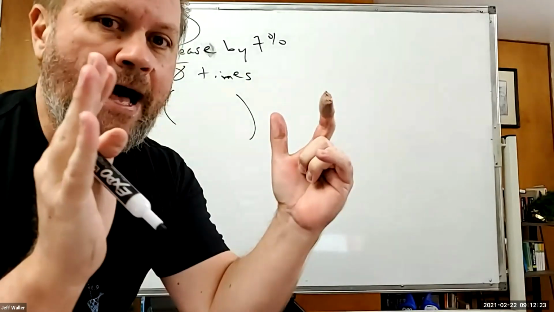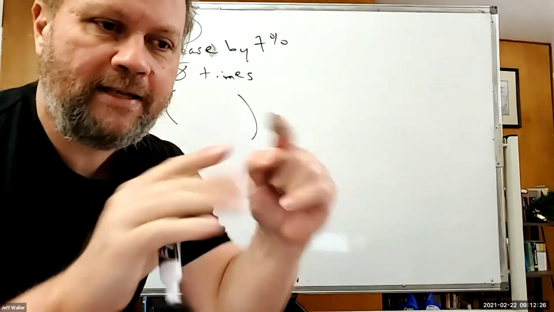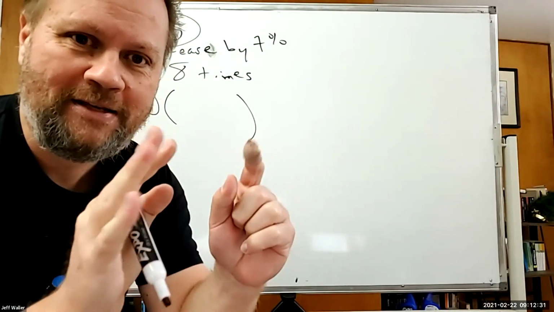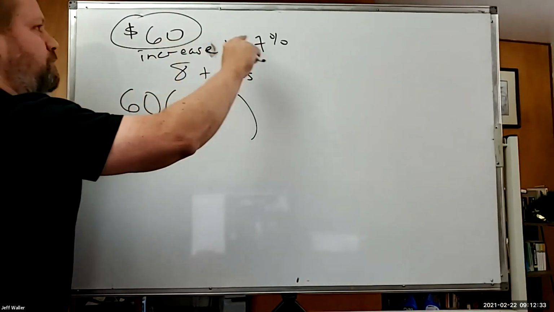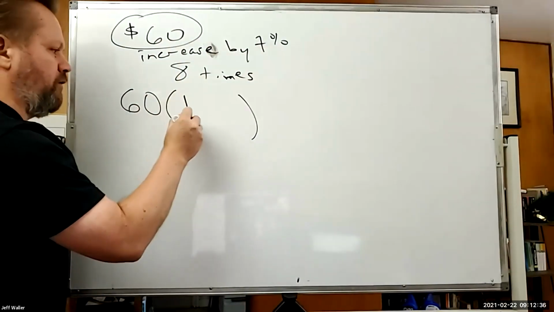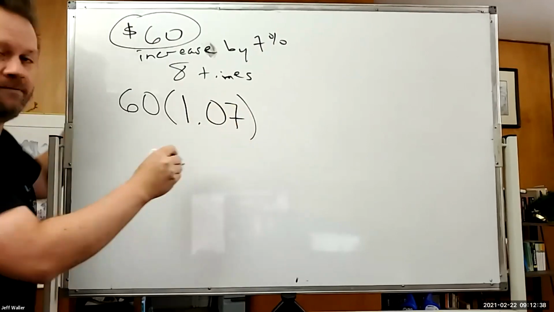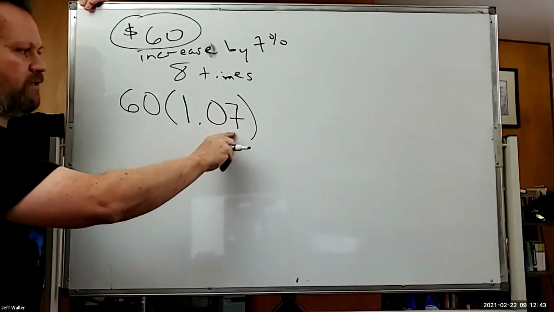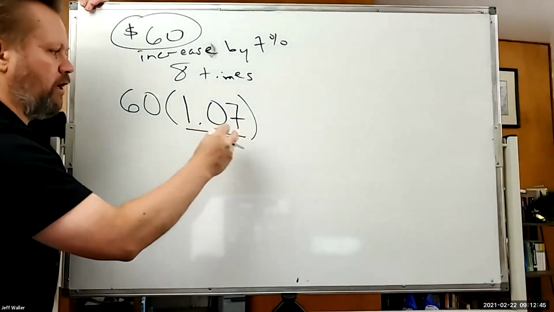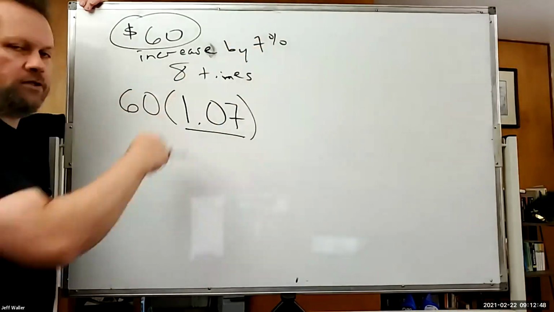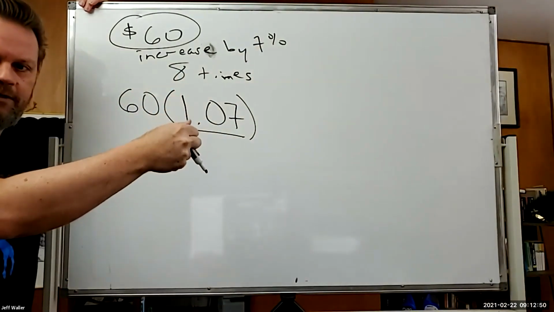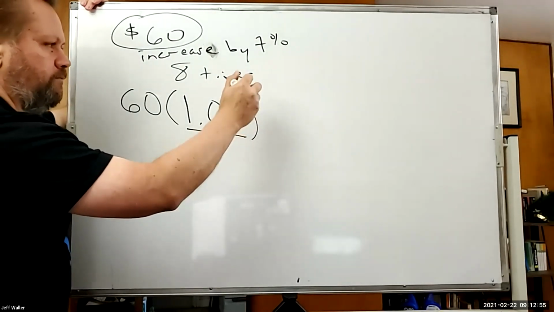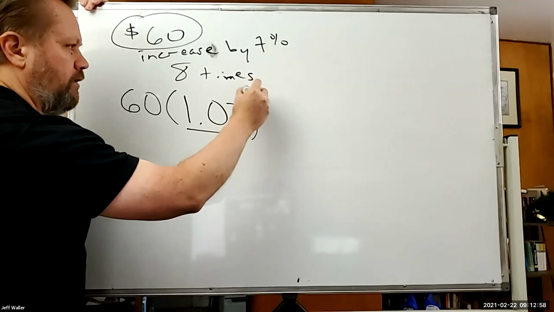If I get a pie and nobody's eaten any of the pie yet, it's 100% of a pie. You guys all with me? So if I want to increase this by 7%, that means one of them plus 7%. So that's 100% plus 7%. That's why this part is always 1 plus the percentage for an increase. And then how many times am I going to do it? What do I put up here in the power? 8.